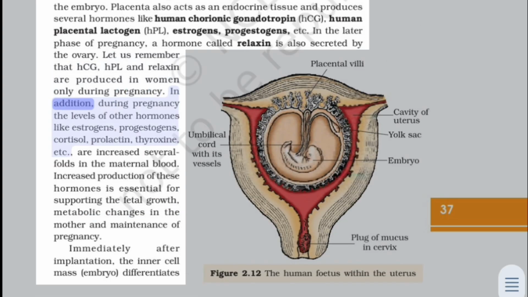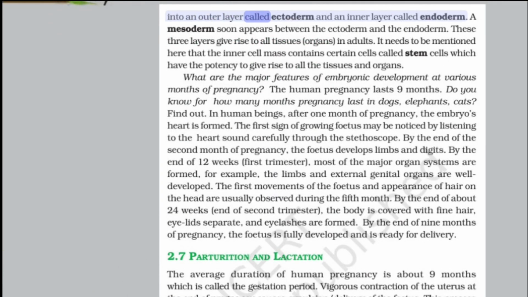In addition, during pregnancy, the levels of other hormones like estrogens, progestogens, cortisol, prolactin, thyroxine, etc. are increased several folds in the maternal blood. Increased production of these hormones is essential for supporting the fetal growth, metabolic changes in the mother, and maintenance of pregnancy. Immediately after implantation, the inner cell mass, embryo, differentiates into a layer called ectoderm and an inner layer called endoderm. A mesoderm soon appears between the ectoderm and the endoderm.